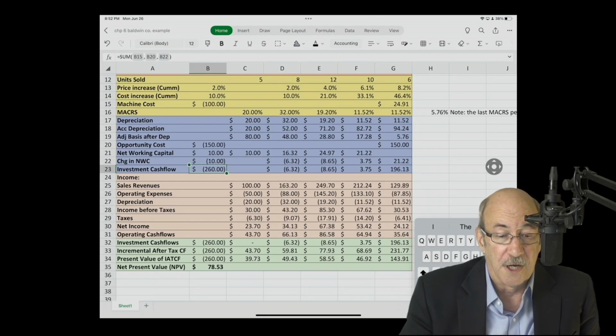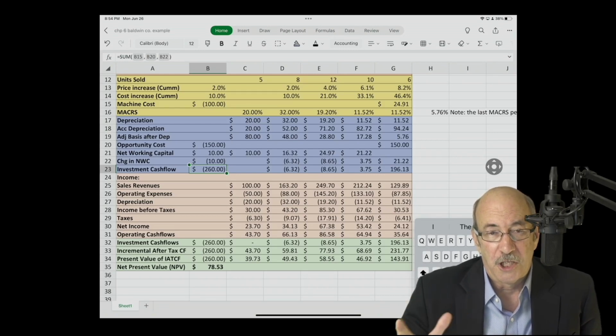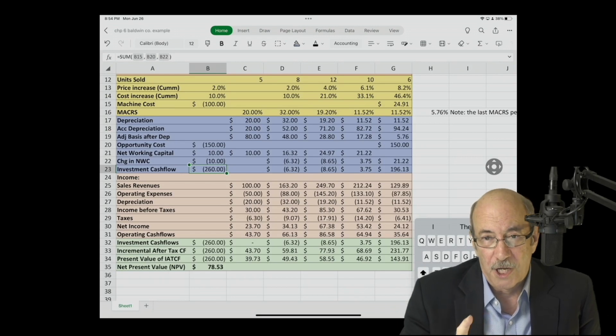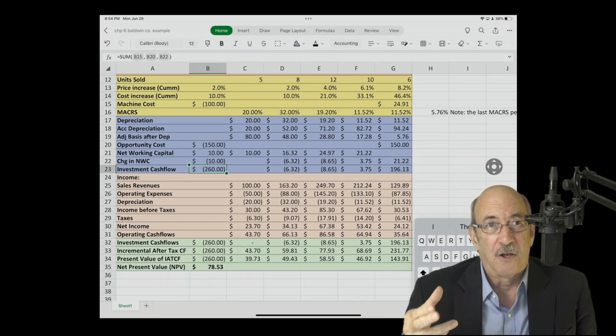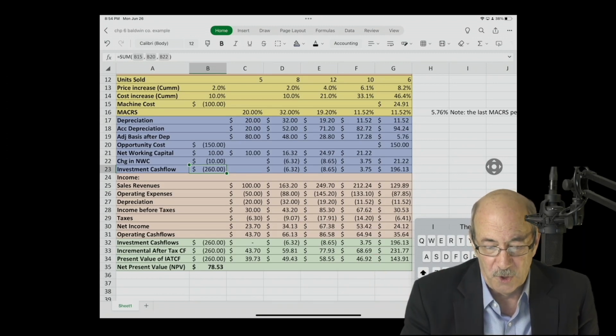Notice here too that I'm just using sums. I prefer to do that relative to, say, doing just B15 plus B20 plus B22. I like using that sum function. It's a little bit cleaner. Even if I'm not doing a range, I can do individual cells by just putting a comma in between them. So another pro tip on Excel here.